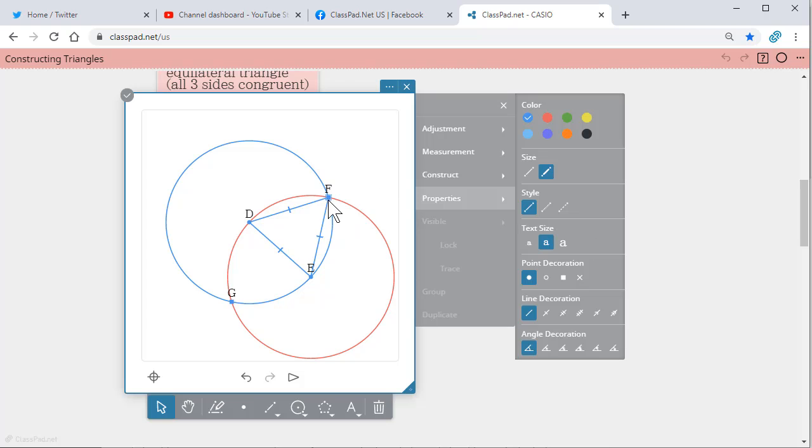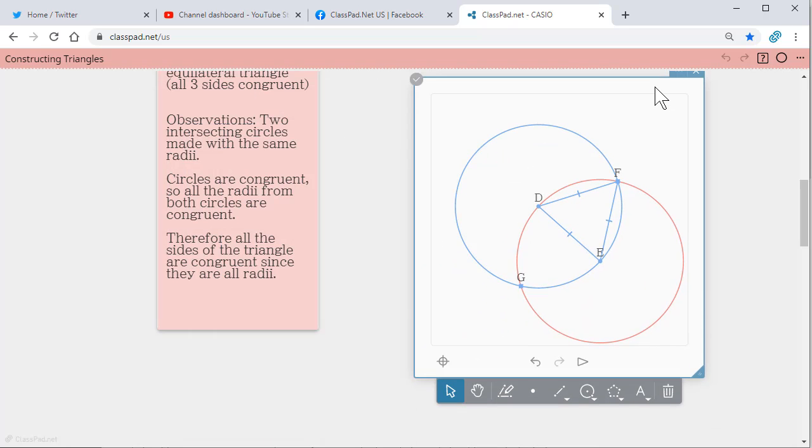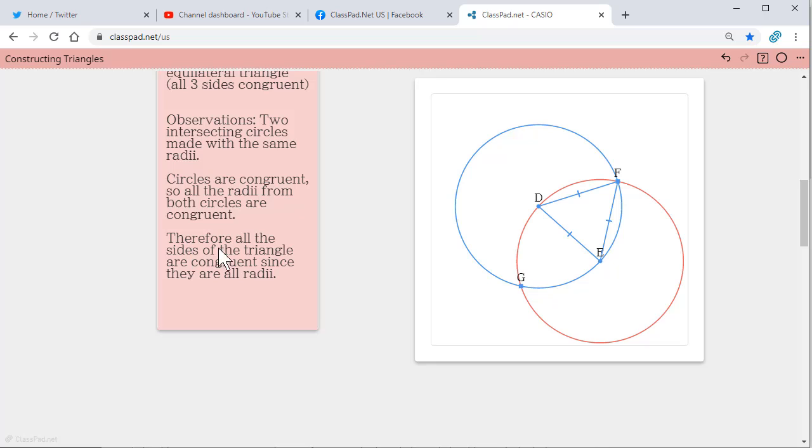Now, did I have to use point F? No, I could have actually used point G. I actually could make another congruent segment here, a congruent triangle here, an equilateral triangle. So basically, you're using two circles for equilateral so that you end up with two congruent circles, and you're using the radii of both to help you make your equilateral triangle. And so if we look at our observations, that's what it's all about: the circles are congruent, so the radii are congruent, and you can connect all the radii and make an equilateral triangle.